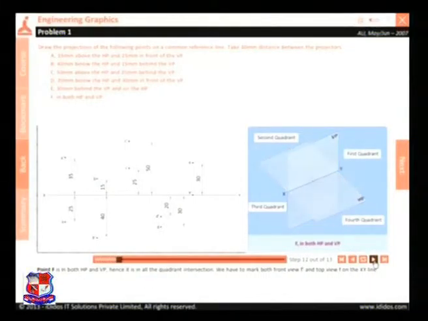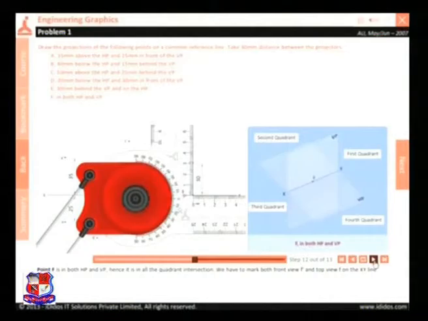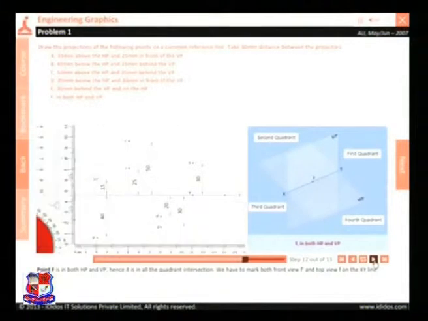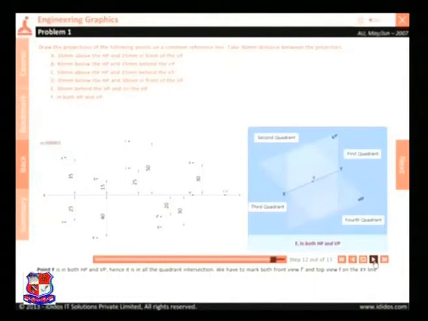Point F is in both HP and VP. Hence, it is in all the quadrant intersection. We have to mark both front view F' and top view F on the XY line itself.